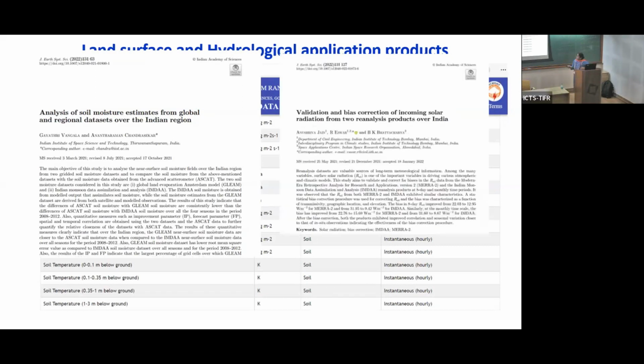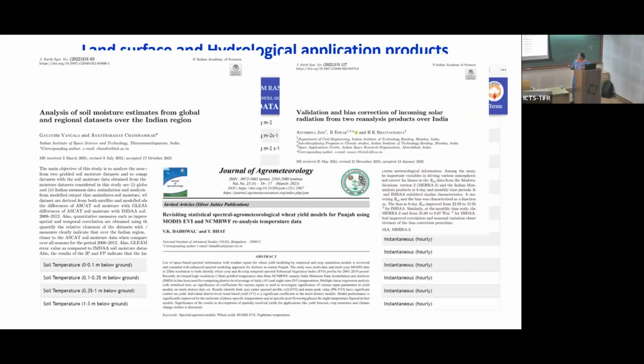Another one is the validation and bias correction of solar radiation from two reanalysis products over India. Actually, in this one they used IMDAA and MERRA, and they found that there was a lot of bias in the IMDAA, and they did the bias correction. After the bias correction, IMDAA matches the observation better. So we need some sort of bias correction for all the diagnosed products.